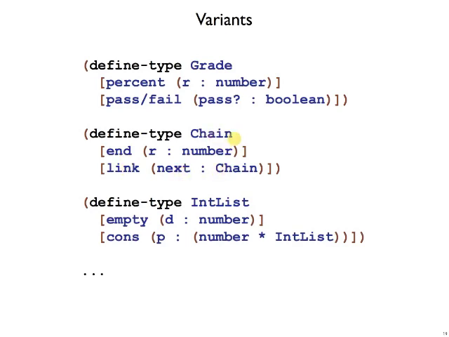So not only do we have different kinds of types, but we can also have recursive types, where one or more of the variants refers one or more times back to the type that we're defining. Lists, as we've seen, have this structure inside of them, where an int list is either empty or cons of a number onto an int list.